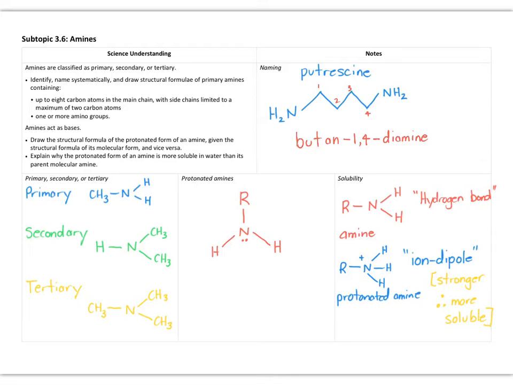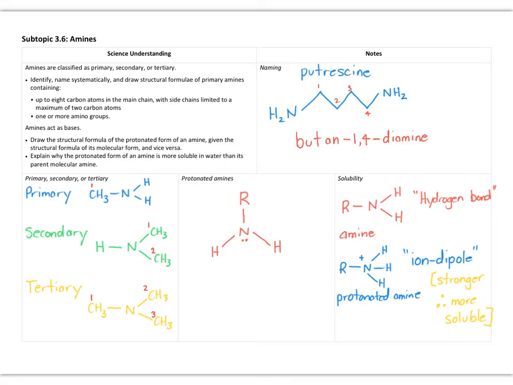Okay, now we've already talked about primary, secondary and tertiary alcohols, and now we're going to talk about primary, secondary and tertiary amines. And it's similar but a little bit different. In a primary amine, the nitrogen is only bonded to 1 other carbon. Therefore, there's 2 hydrogens. In a secondary amine, the nitrogen is bonded to 2 other carbons. And in the tertiary amine, surprise, surprise, the nitrogen is bonded to 3 other carbons.